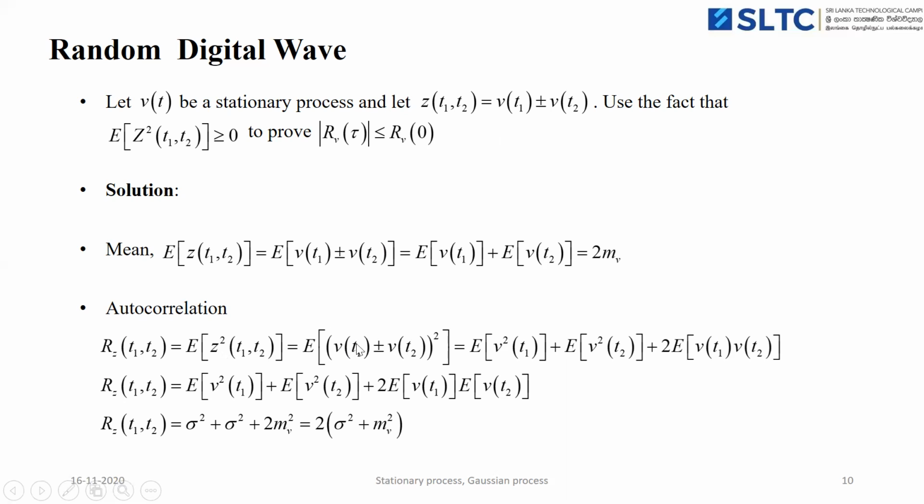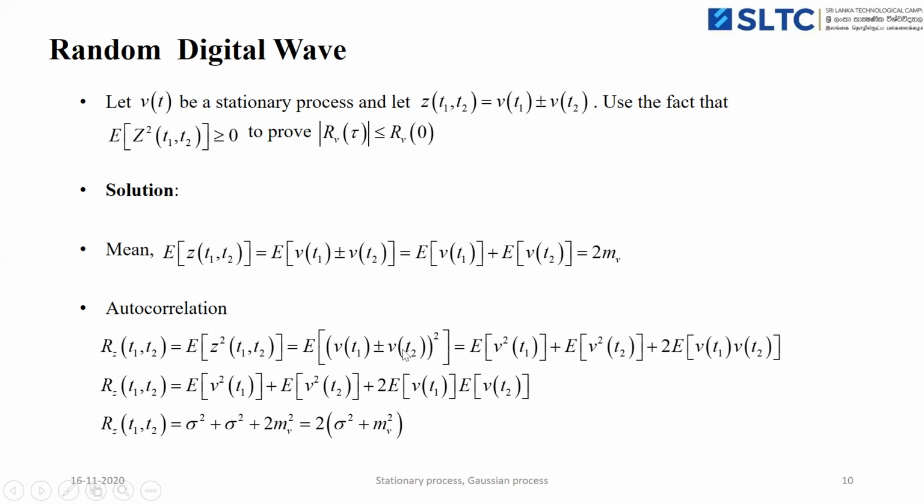It is looking like the (a plus b) whole square formula or the (a minus b) whole square formula. Expand by using (a plus b) whole square. So we are getting the expectation of v squared of t1 plus expectation of v squared of t2 plus 2ab. So 2 into expectation of v of t1, t2.